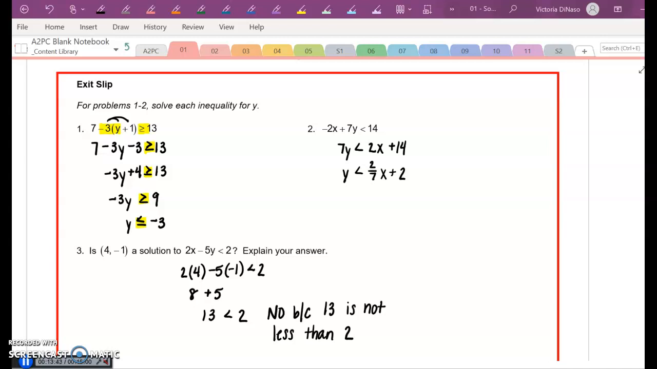And then the last thing that we learned today in number 3 shows us how to take the x and the y, and we are inputting them into the inequality to see if it is a solution. In this problem, 4, negative 1 is not a solution because when we inputted the x and the y, we got 13 less than 2, which is not true. 13 is not less than 2, so therefore this inequality is false, and 4, negative 1 is not a solution to this inequality. And that is our lesson for section 1, solving inequalities.